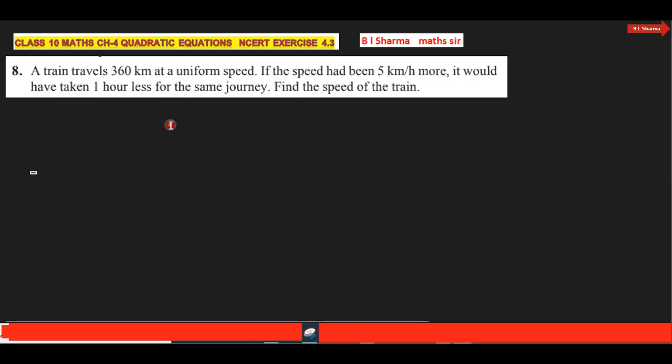Question number 8. A train travels 360 kilometer at a uniform speed. If the speed had been 5 kilometer per hour more, it would have taken 1 hour less for the same journey. Find the speed of the train. We know that the total distance is given, 360 kilometer.